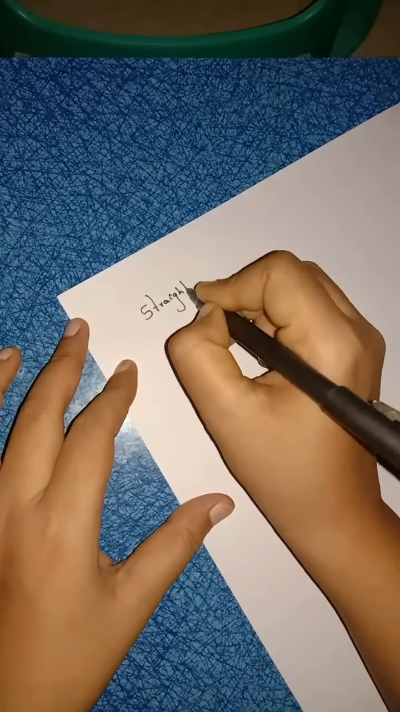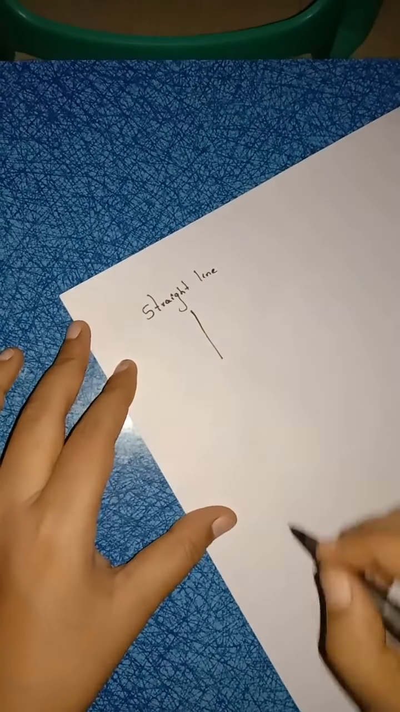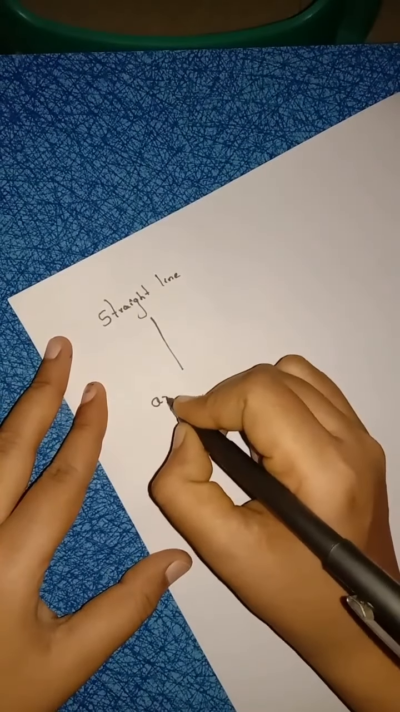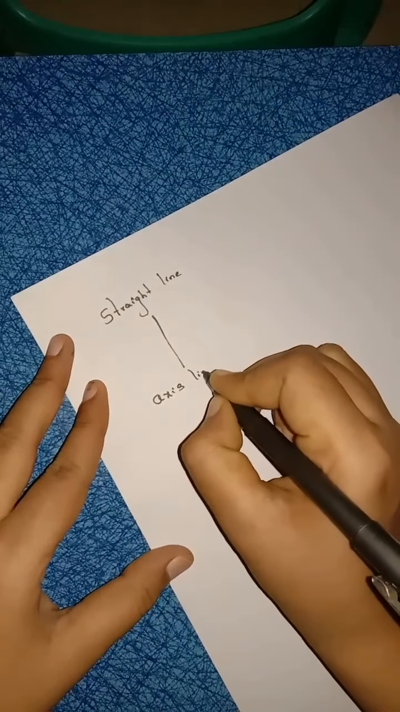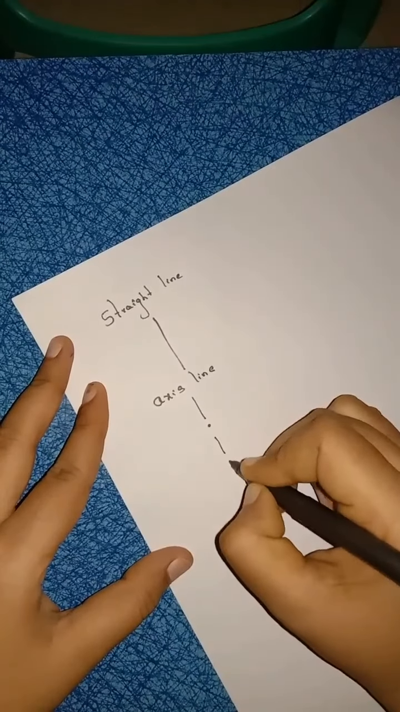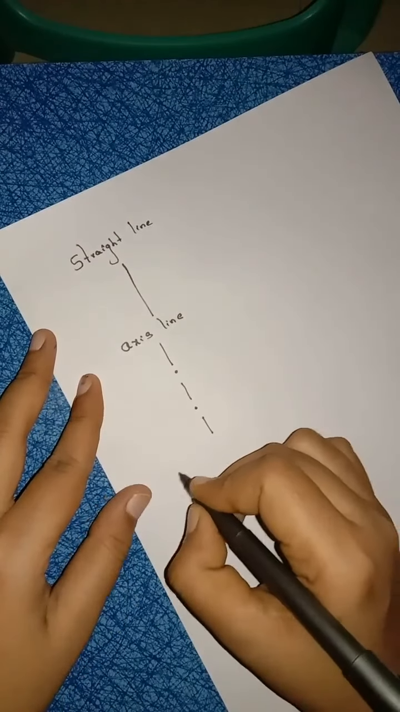We will draw a straight line like this. We will call this a straight line. Then next, axis line. How will we draw the axis line? Dash dot. Dash dot axis line, right?